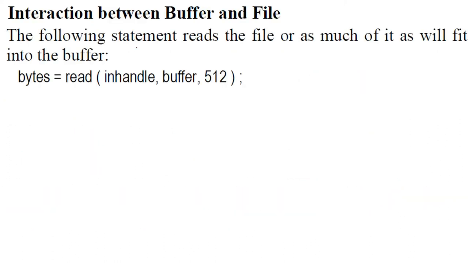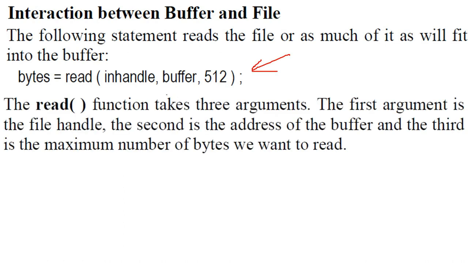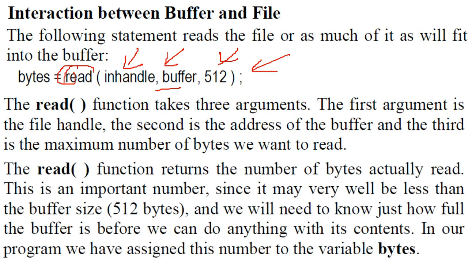So there is an interaction between buffer and file in this program. This is the statement which reads the file, as much as can fit in the buffer. This read function takes 3 arguments. The first argument is the file handle, the second is the address of the buffer, and the third is the maximum number of bytes we want to read. This read function returns the number of bytes actually read. This is an important number since it may well be less than, say, the buffer size 512. So we will need to know just how full the buffer is before we can do anything with its content.